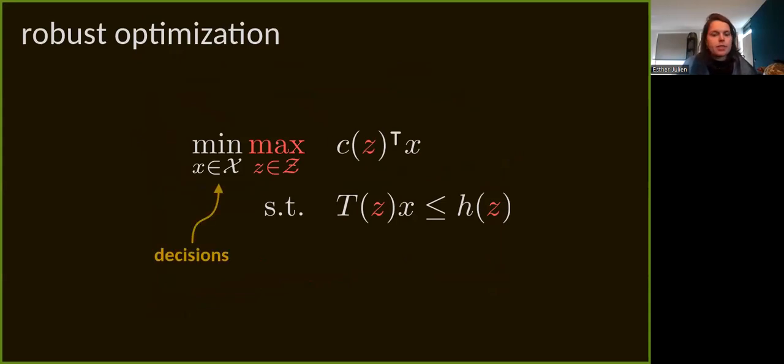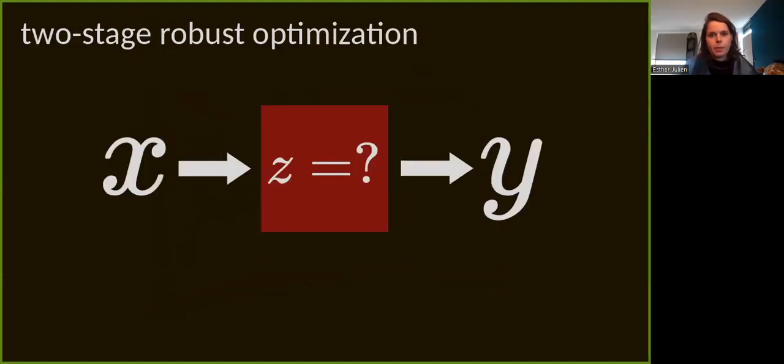So here we have the decisions of X. They can be whatever, they can be continuous, integer. And then here we have the adversarial problem. So we try to minimize, and our adversarial is trying to get the worst objective value.